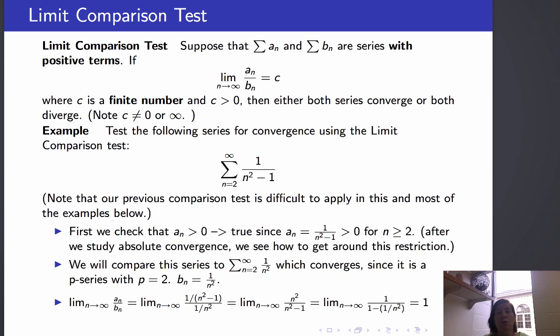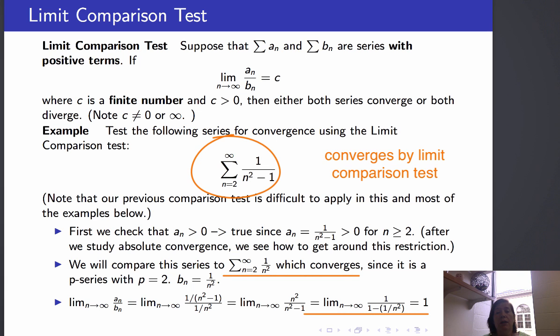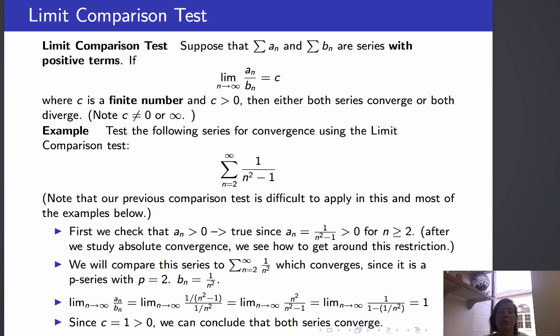And of course this is 1, and this is a finite number which is larger than 0, so we can now conclude that the sum of 1 over n squared minus 1 converges, as does the sum of 1 over n squared.